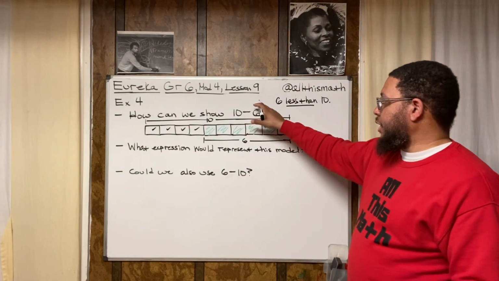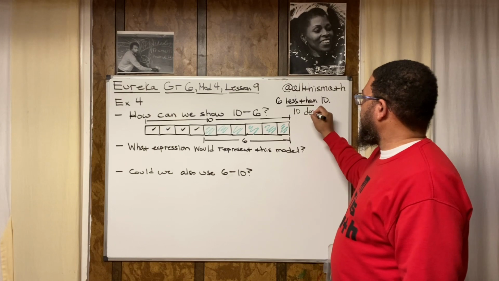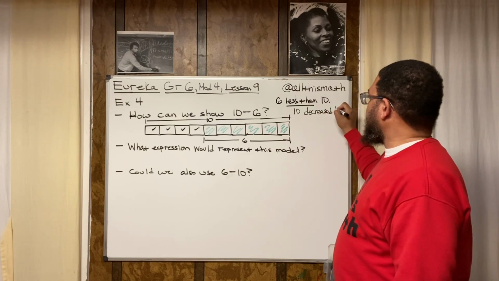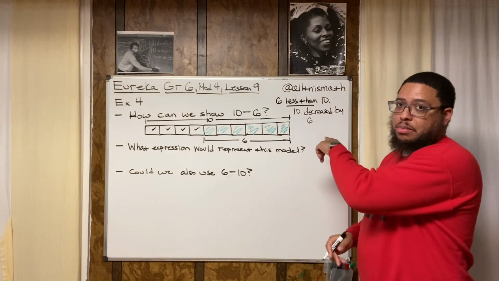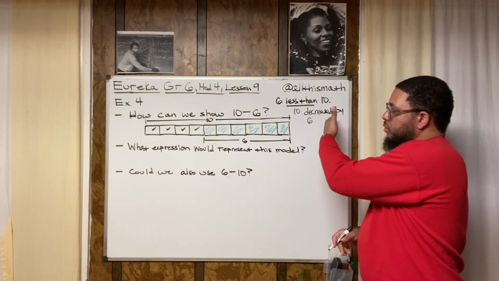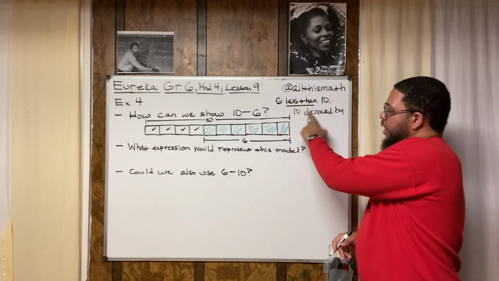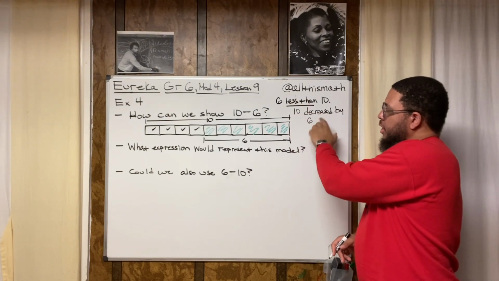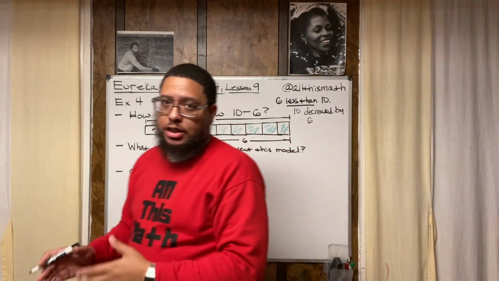So 10 minus 6, or you could say 10 decreased by 6. With "decreased by," you do go left to right. You follow the order of the phrase. You do 10, and then a minus sign, then 6. Decreased by is straight subtraction.